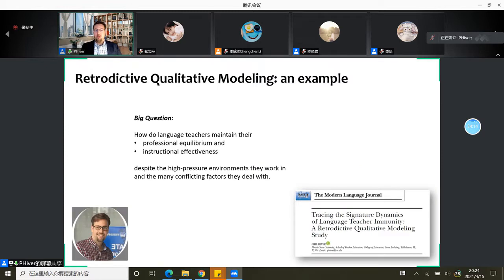So here's an example of RQM. Now, since I work in teacher education, I happen to be interested in language teachers and the impact they have on students. So I began with a big question, and that was, how do language teachers maintain their instructional effectiveness and professional stability, even though there are many demands on them in the classrooms where they work? So you can see already from my big question, I'm going to be looking for outcomes that are typical of instructional effectiveness or typical of professional stability.